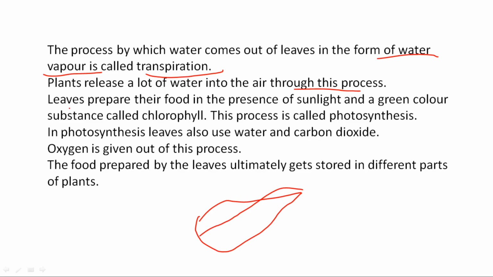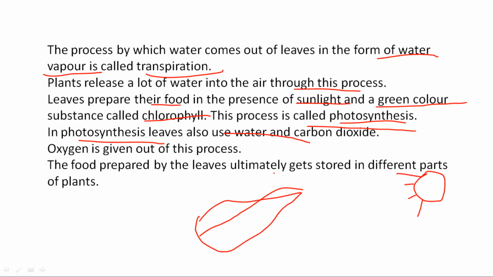Okay, that's it. Leaves prepare their food in the presence of sunlight and a green color substance called chlorophyll. Okay, chlorophyll is why leaves are seen as green, because of the green color substance or pigment that is chlorophyll. This process is called photosynthesis. So leaves take sunlight from the sun, and with the help of the green pigment chlorophyll, they do photosynthesis for preparing food. In photosynthesis, leaves also use water and carbon dioxide. Oxygen is given out of this process.